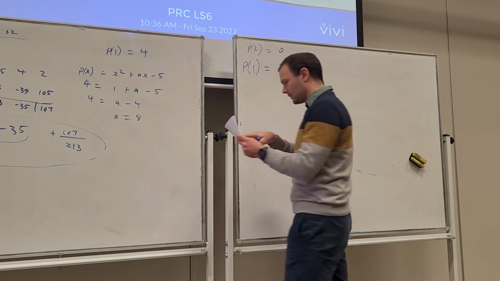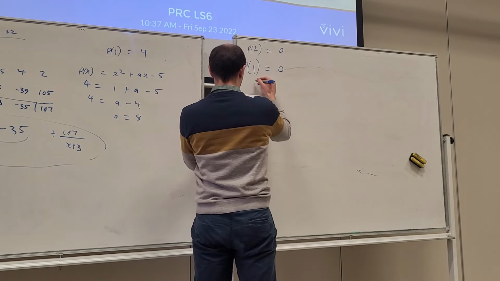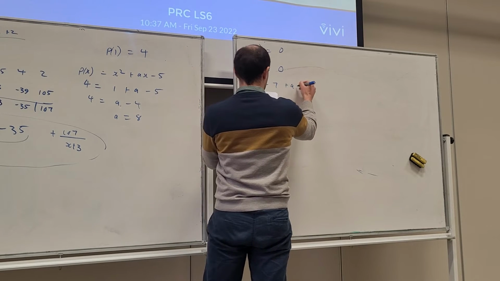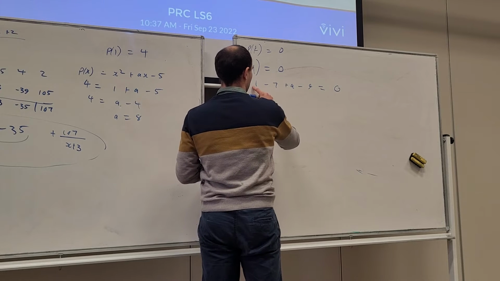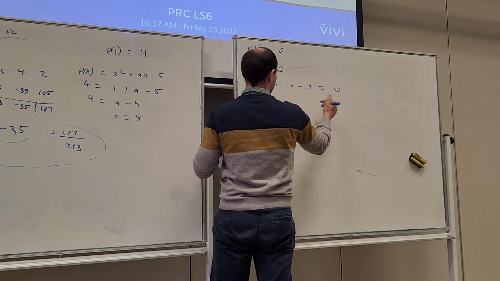So find a given, here's our polynomial. 1 take 7 plus a take 9 is equal to 0. So we'll collect these, what do we get? Minus 6 take 9, minus 15, is 0.